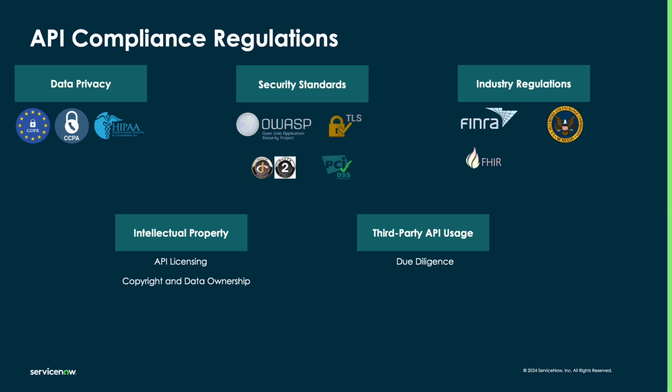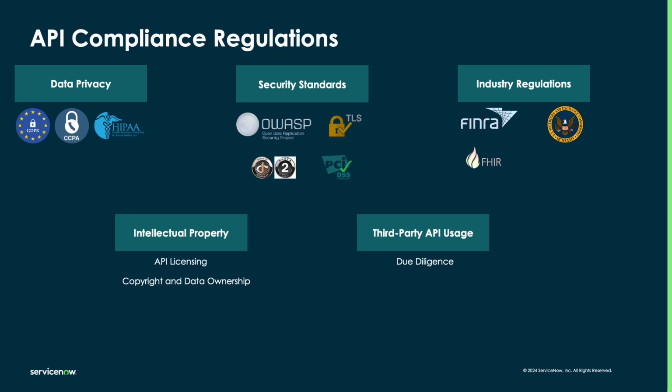I'll give you one example. Any company that accepts consumer credit card information needs to be PCI 4.0 compliant. APIs are included in that PCI 4.0 compliance, and one of the regulations states that any API that accesses credit card information needs to be deployed on a PCI compliant infrastructure.